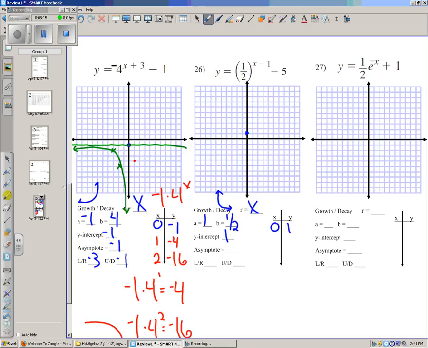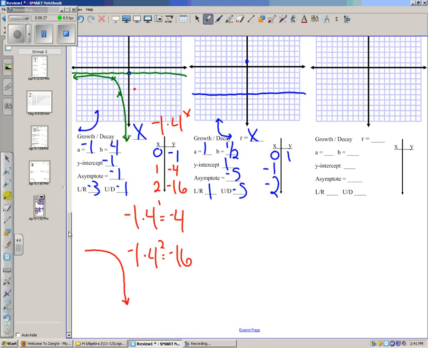My left-right number is 1, and my up-down number is negative 5, which is also the wall, so draw that in there. And since it's decay, I'm going to use negative 1 and negative 2, and I'm going to show you how you get the y-coordinate for it. So again, when I make my t-chart, I'm going to leave out h and k. I'm just going to use 1/2 to the x.